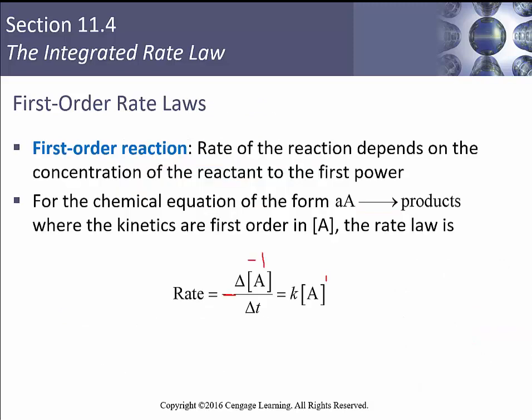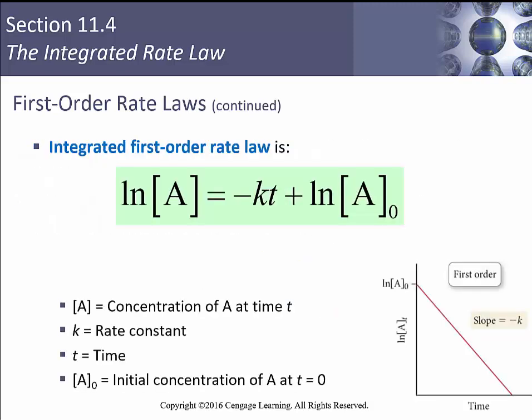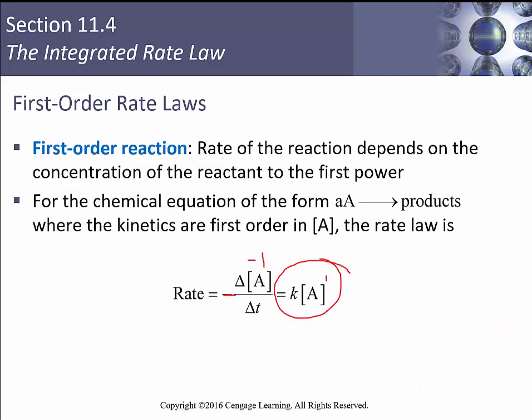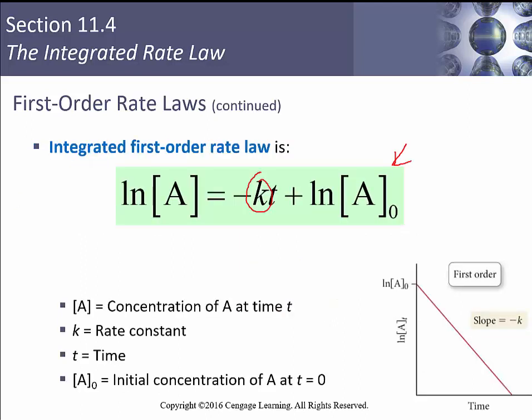All right, so if I take this and I integrate it, I'm going to end up with my integrated first order rate law, which says that the natural log of A, the concentration of A, is equal to minus k times t plus the natural log of our initial concentration. So this k over here is just this k, the reaction rate constant.